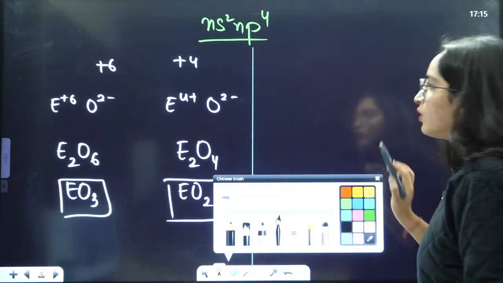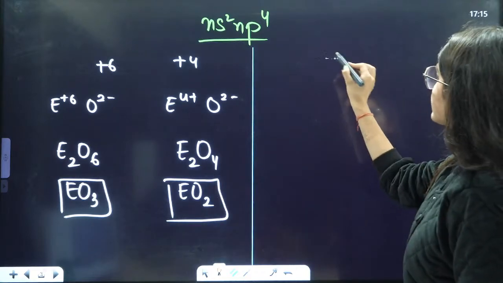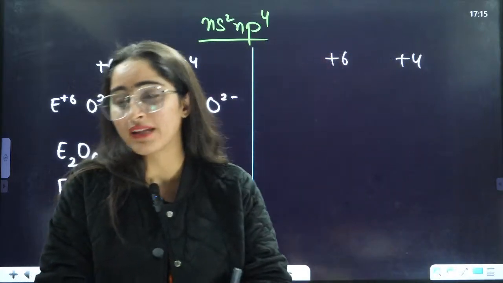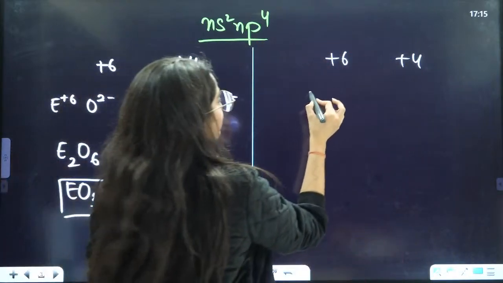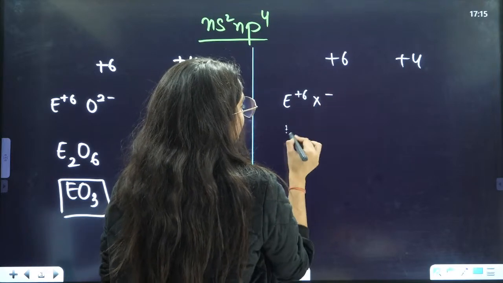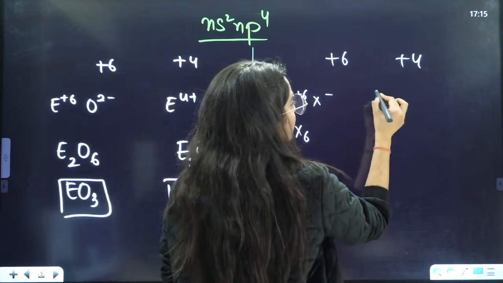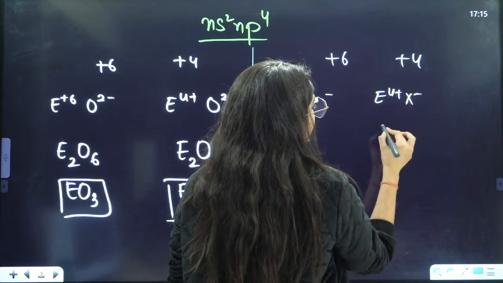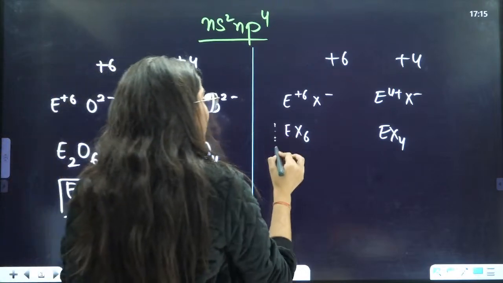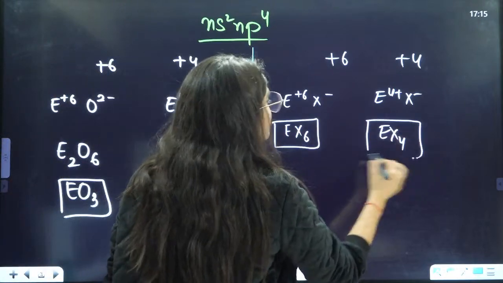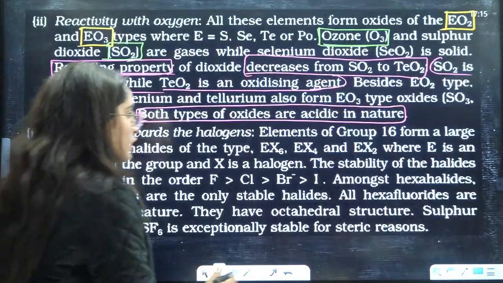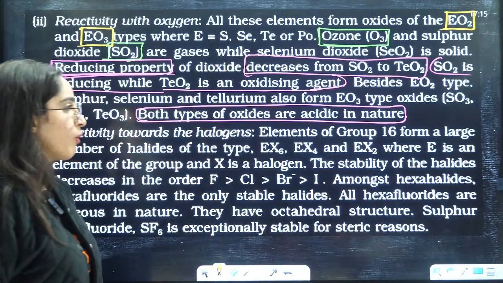Okay, so now this is plus 6, right? And this is plus 4, right? So again, it is with X negative, that is halogen. So with halogen, what will happen? This is E plus 6 with X negative, it will become EX6. And here it will be E plus 4 with X negative, it will be EX4. So these two kinds of halides will be formed here, right?